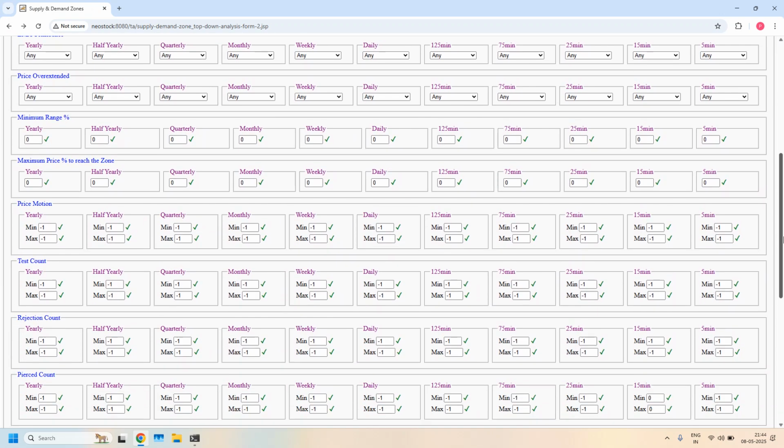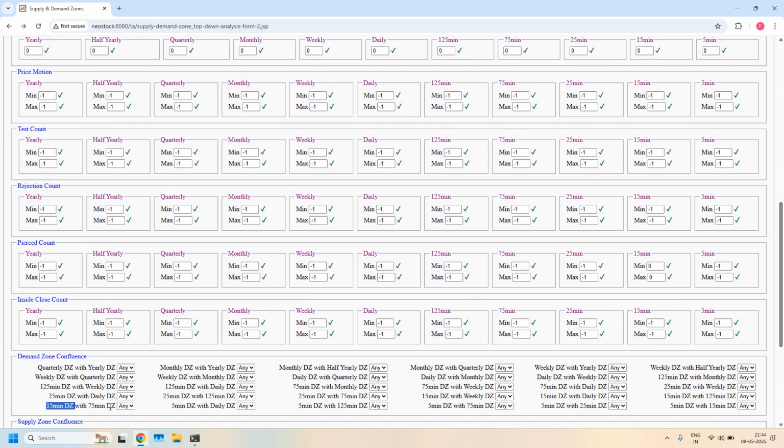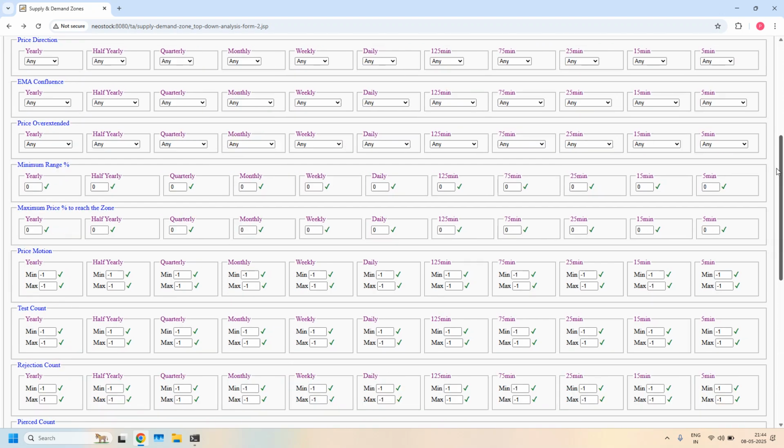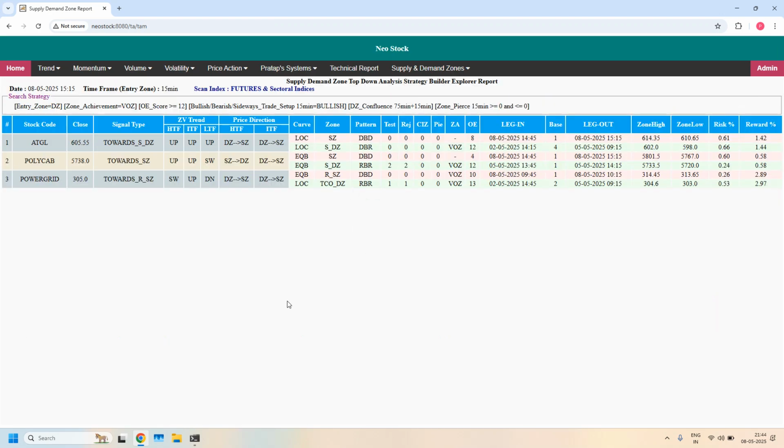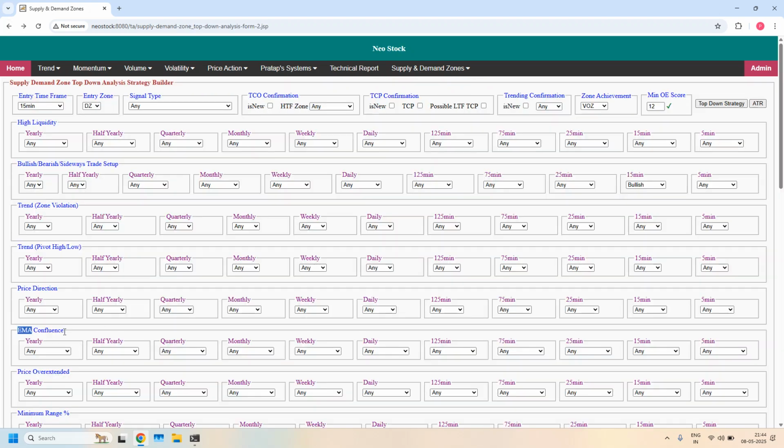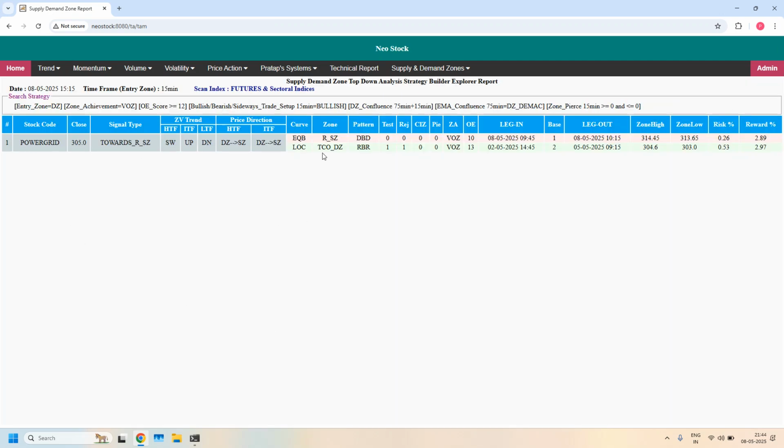That is 15 minutes and 75 minutes demand zone confluence. I am enabling the filter. Out of 4 stocks, we got 3 stocks. In these 3, 15 minutes demand zones overlapped with 75 minutes demand zones. 75 minutes trend is up. Let us check 75 minutes demand zone having daily EMA confluence. One stock is filtered. So this 15 minutes demand zone is having more high probability. Maybe that is the reason why this zone is already tested and moving towards the supply zone.